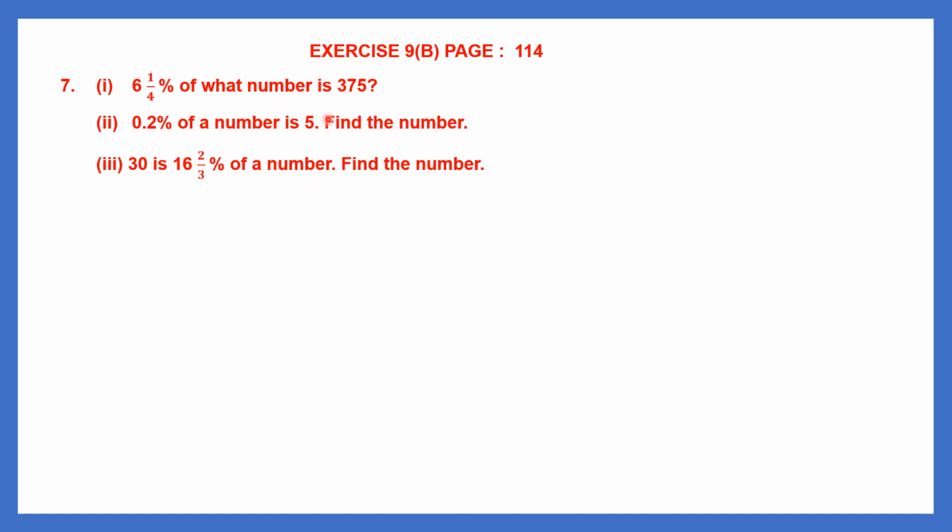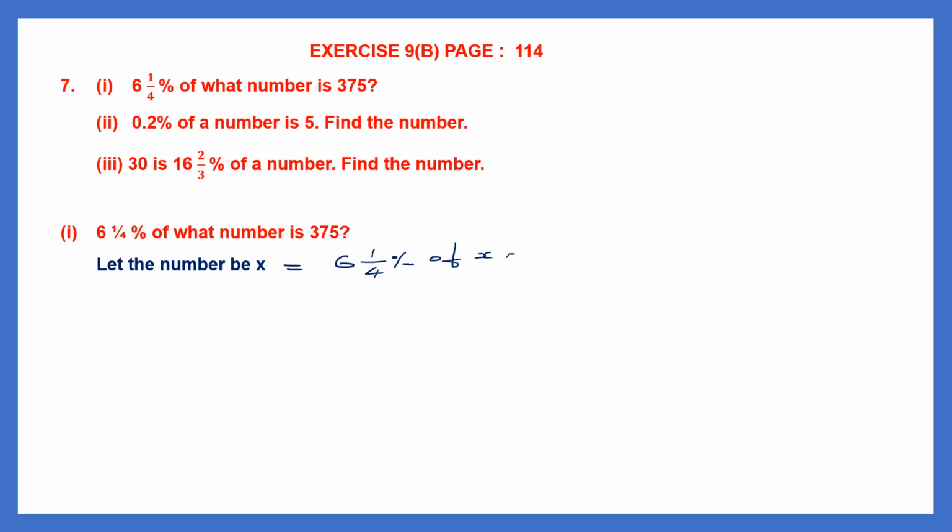Okay, so here in all three questions, we have to find the number. Since we don't know it, we're going to consider that number to be x. So let's begin with the first one. 6 1/4% of what number is 375? We're going to start by saying let the number be x. So that means 6 1/4% of x is how much? 375.